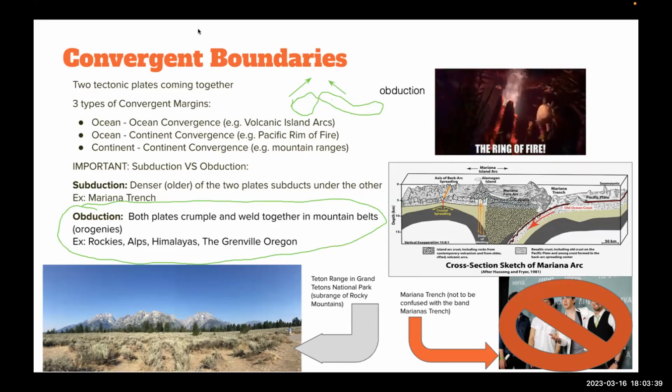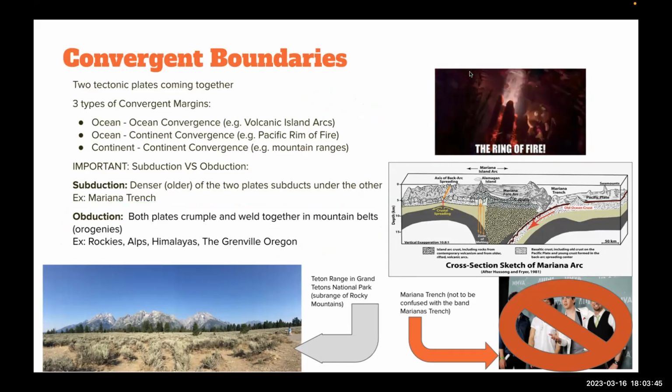Okay, everybody got all of those three convergent margins? I know we went into tangents with the rocks, but we good? Okay, awesome. So again, subduction, obduction, got it all there?